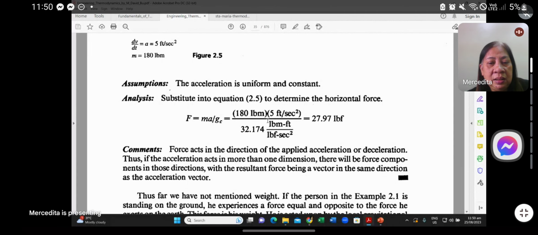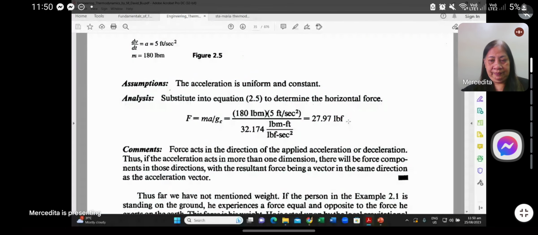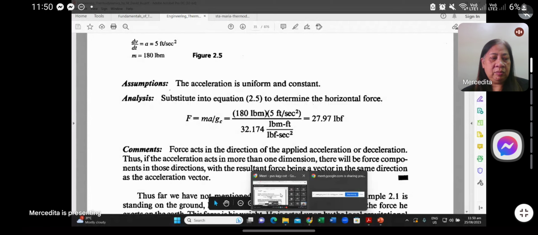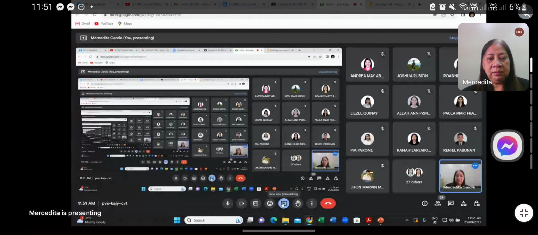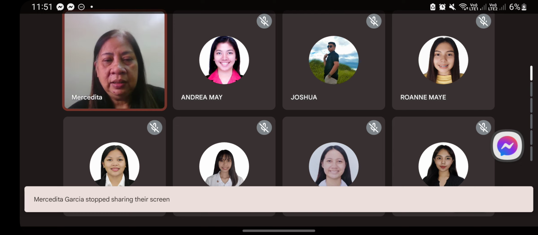So, makikita natin dito, if you use this formula, makakancel na yung pound mass feet per second square, matitira na lang unit is pound force. Okay? So, next meeting na tayo magbigay ng example kasi mahirap pag hindi gumana yung aking tablet. Hindi natin ma-explain ng ayos.